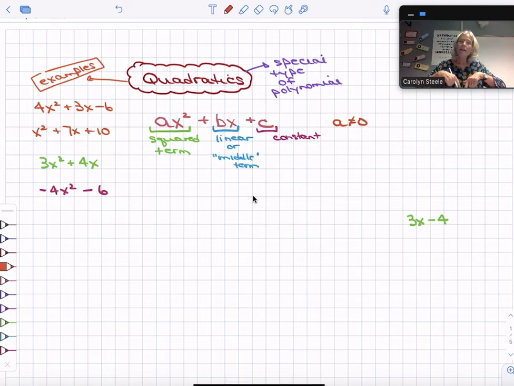Now, the goal of this lesson and the next lesson is going to be how can we factor quadratics? All right, let's get on to it.